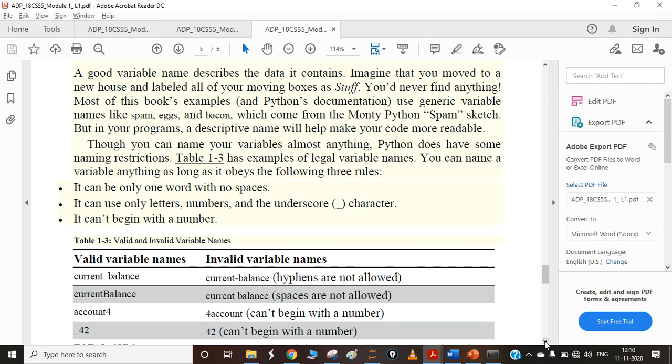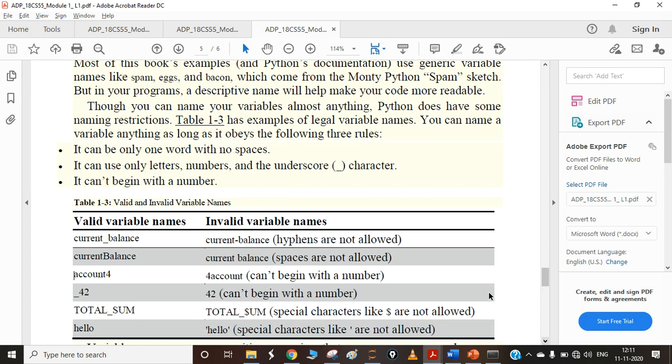Let us see a few valid variable names here. This is valid because the underscore is allowed, but here we are using minus, so it is invalid. It is possible to use capital letters also, but here we are using a space, so it is invalid. Here we can use a number also, but it can only be used at the end. Here the variable name is starting with a number, so it is invalid. Here it starts with underscore, after that we can use a number, but here we have only a number, so it is invalid.